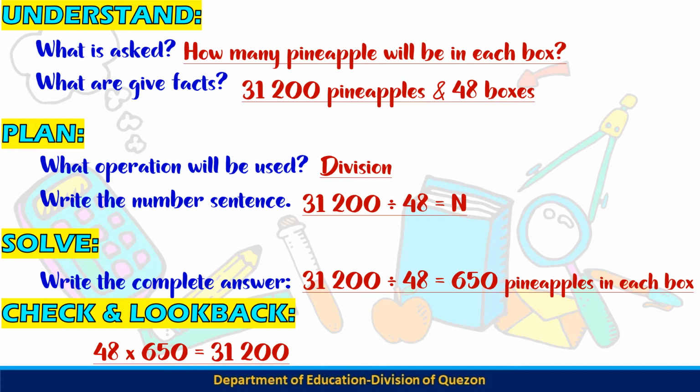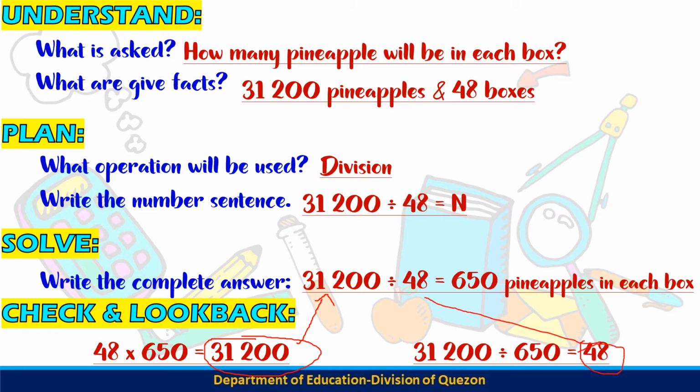Now, let's check and look back if our answer is correct. 48 times 650 is equal to 31,200. 31,200 is the same as the dividend, so your answer is correct. Or 31,200 divided by 650 is equal to 48. If your answer is 48, same as the divisor, it means your answer is correct.